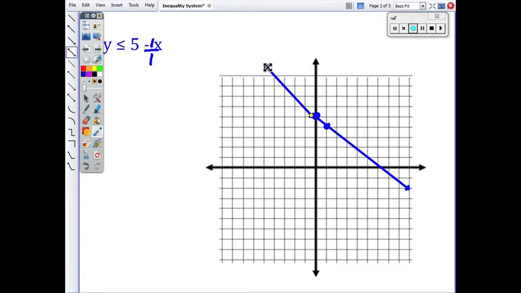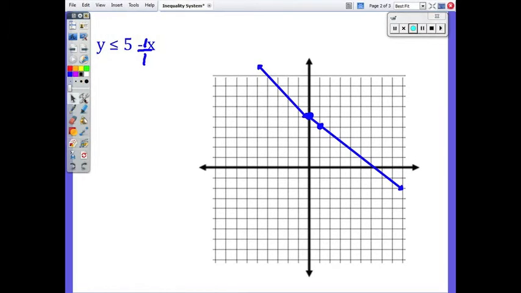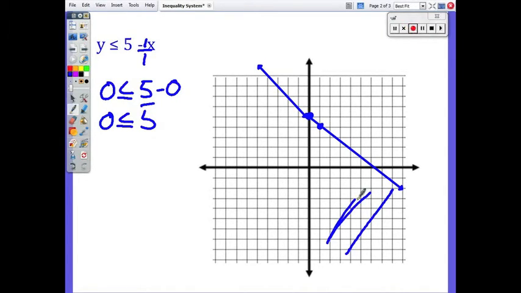And now I want to find out on which side of the line our solutions satisfy the inequality. So again, I'm going to choose 0, 0. So I'm going to plug in 0 is less than or equal to 5 minus 0. 0 is less than or equal to 5. So 0, 0 would satisfy this inequality. So I would now shade this region all in here.